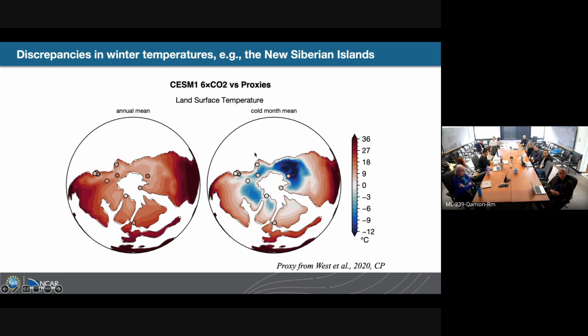Interestingly, if you look at the cold months temperature, so roughly the coldest months of the year, you see that if we only look at the coastal region, the model is doing an okay job in capturing the above freezing winter temperature. However, if you look at the continental interior, for example, the New Siberian Islands shown here, the model simulates very cold winter, cold months temperature, maybe 10 degrees C below freezing, which seems inconsistent with the proxy information shown here.